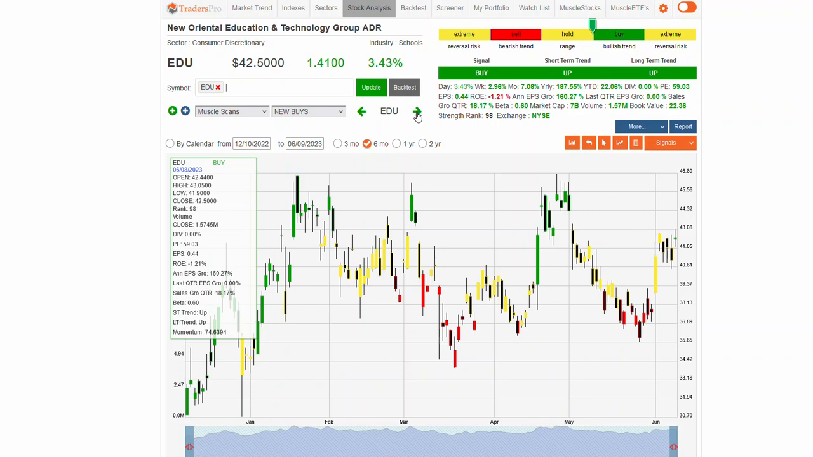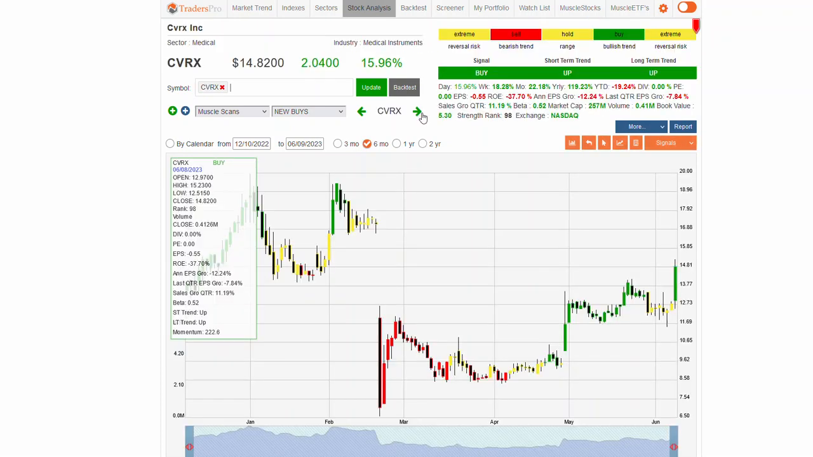Let's see what we've got here on the next couple. EDU, really a new buy, not a good solid confirmation bar. CVRX, medical instrument stock, counter trend, breakout, solid confirmation bar here as well. So you've got quite a few good looking stocks here, and market conditions are also bullish. These are times to certainly be accumulating, looking for stocks that you want to be participating in.